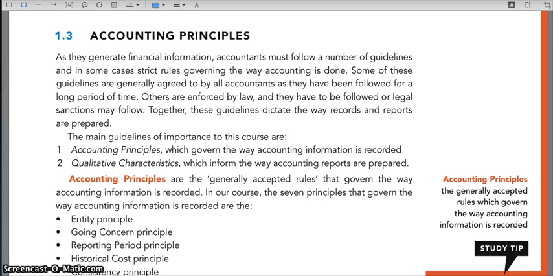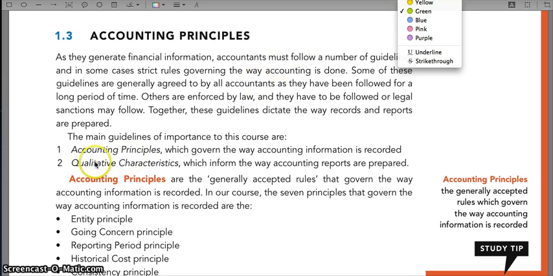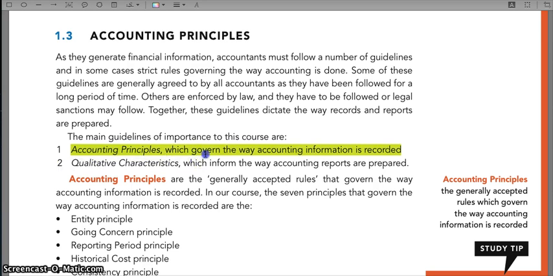Okay, so pardon me. This is starting to get towards the more important stuff that we need to cover today. So, looking at the accounting principles. There's basically two main guidelines that we look at: the principles and the qualitative characteristics. The principles basically govern the way accounting information is recorded, and then the qualitative characteristics inform the way accounting reports are prepared.